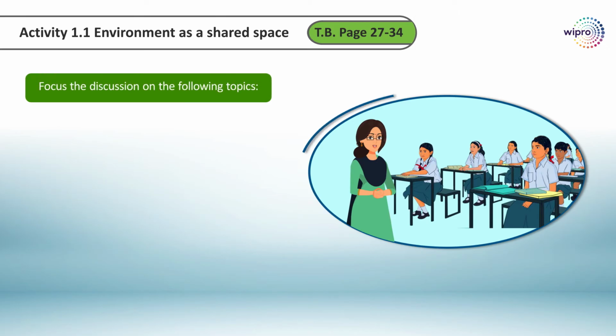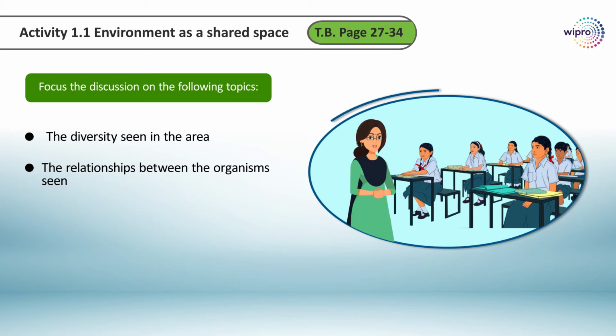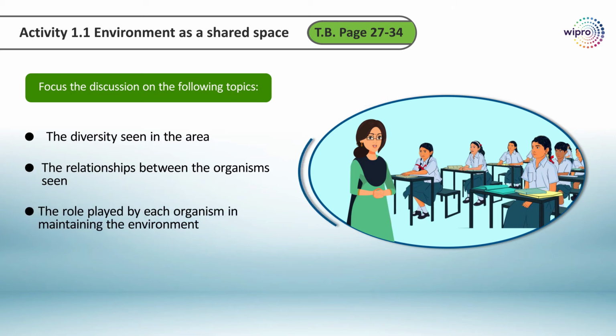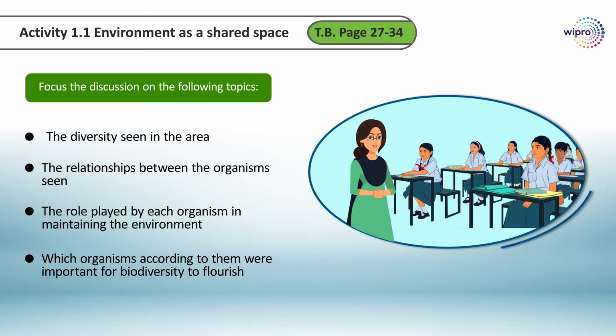Lastly, discuss the students' observations and allow them to share their learnings. Focus the discussion on the following topics: the diversity seen in the area, the relationships between the organisms seen, the role played by each organism in maintaining the environment, and which organisms, according to them, were important for biodiversity to flourish.